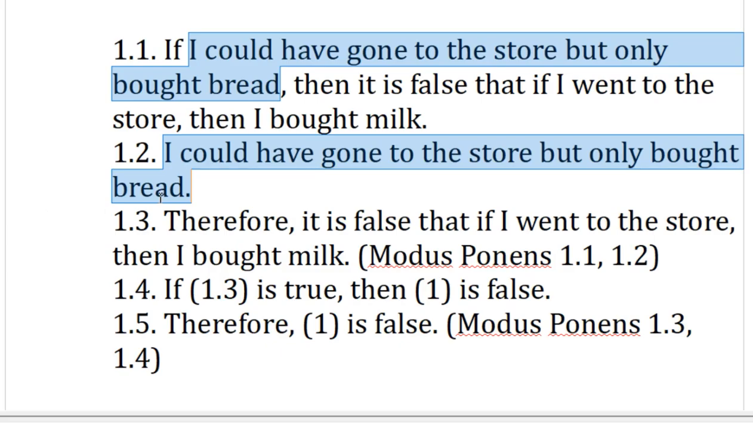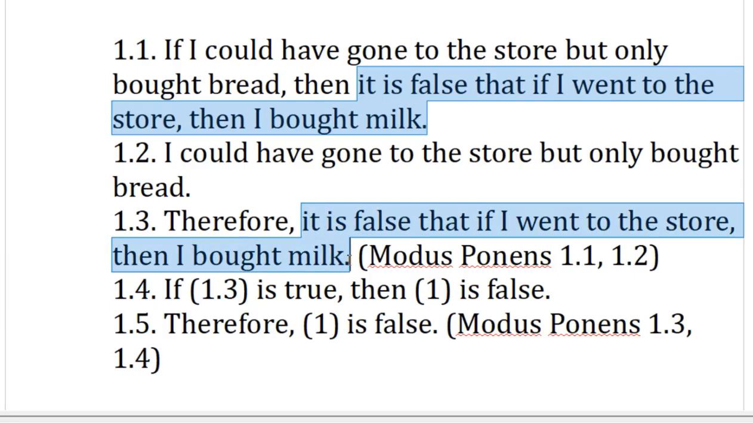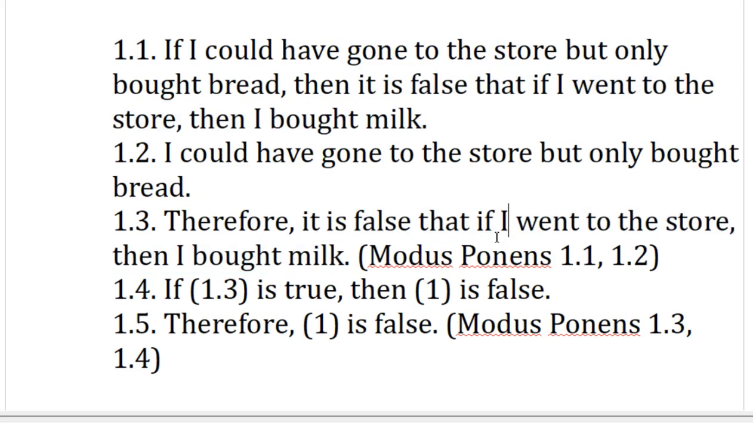So that fits the form exactly. And everything here is the B slot. It is false that if I went to the store, then I bought some milk. And that is word for word what you see in the B slot. So that fits the form of modus ponens exactly. And if you got that far, that would be fine.